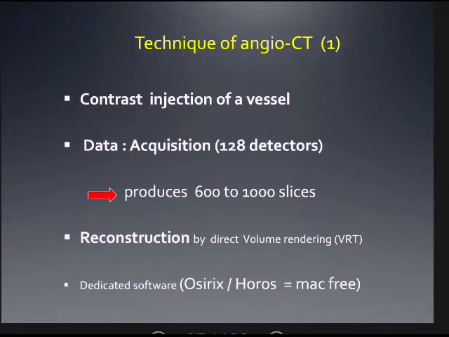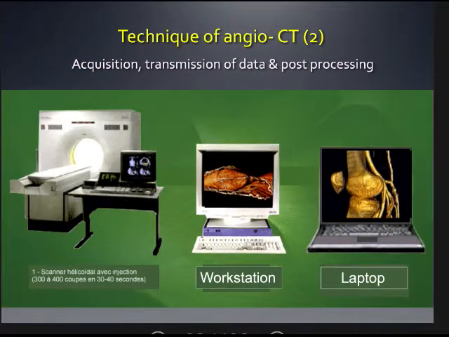The technique of angio-CT is to inject a contrast agent in the vessel and make an acquisition, frequently with 128 detectors. This produces a lot of slices, almost 1,000 slices, and then we make a reconstruction by direct volume rendering. For this, we use software like Osiris or Horus, which are free Mac software. You can see the technique.